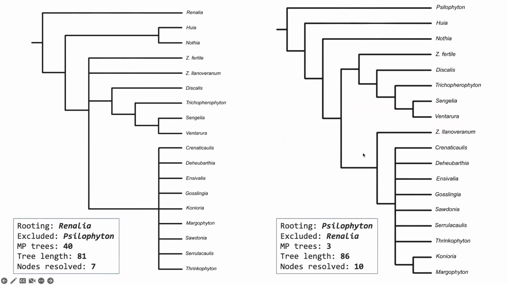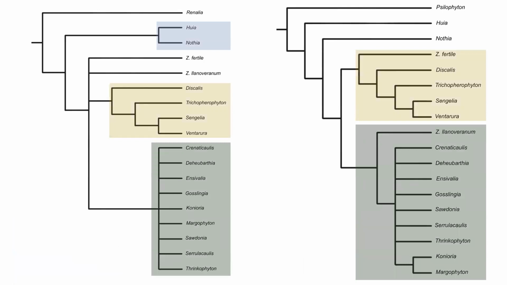Now we're still looking at analyses that are excluding our two taxa with the highest amounts of missing data. These trees are strict consensus trees recovered when rooting with one of our outgroup taxa to the exclusion of the other, and they have broadly similar but not identical topologies. We're still seeing those yellow and green clades that we've previously recovered, and the tree that we rooted with Renalia is also recovering this clade Huya and Nathia that I've highlighted in blue. But what I found most notable about these trees is that our two species of Zostrophyllum are recovered in different positions in these analyses.